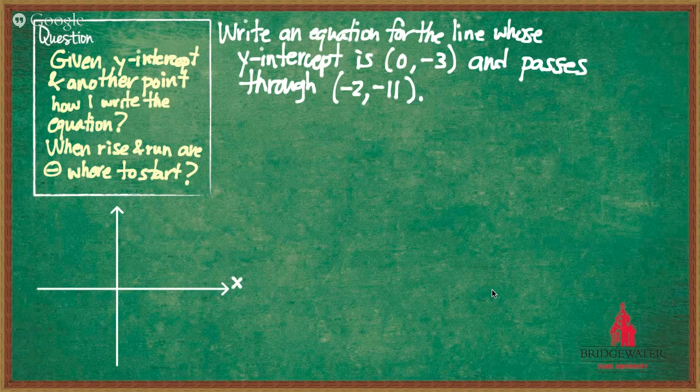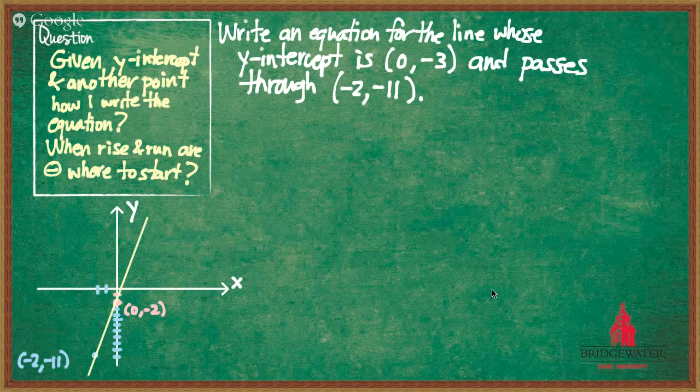So on an xy set of axes, let's mark out the y-intercept that we know. It's at 0, -2, so it's right about there. And then the other point that we happen to know on this line is -2, -11. So I'm going to mark that 3, 4, 5, 6, 7, 8, 9, 10, 11 down here somewhere. -2, -11. And so the line that we're talking about in this problem is, roughly speaking, this one that passes through those 2 points.